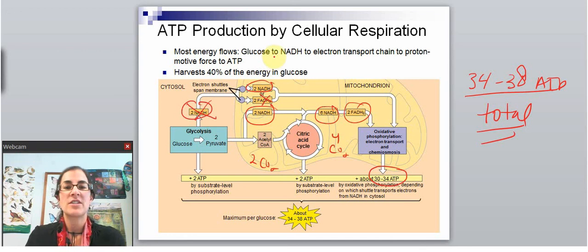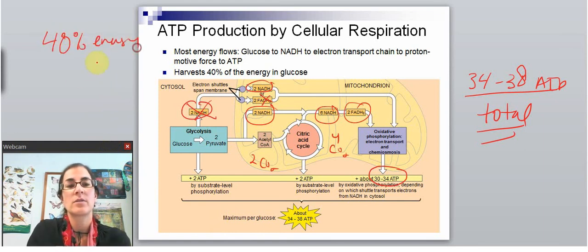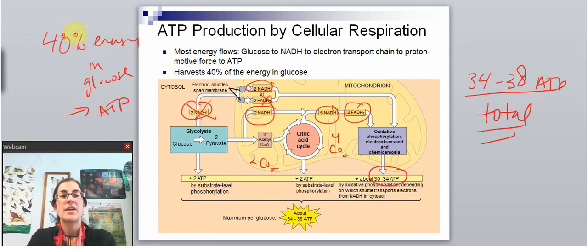So most of the energy is flowing from glucose to NADH to the electron transport chain, which then produces ATP. Because again, you see here that most of the ATP is produced by oxidative phosphorylation. Cellular respiration harvests 40% of the energy in glucose. So that means 40% of the energy in glucose is converted into ATP. And so that doesn't seem like a big number. It's not even 50%, but it actually is really, really efficient.